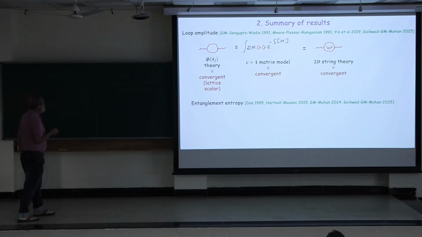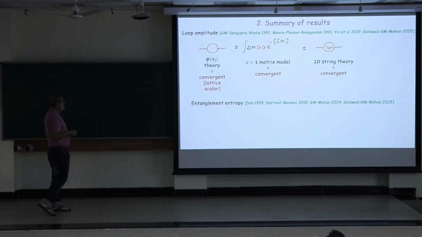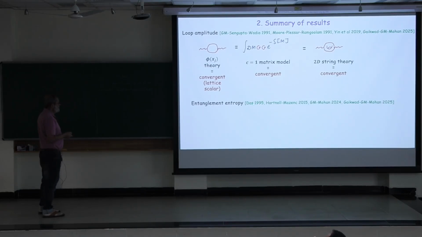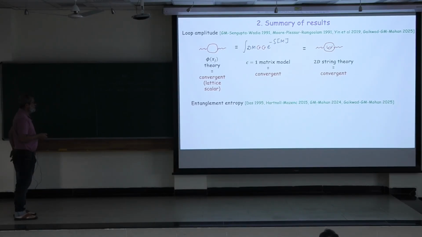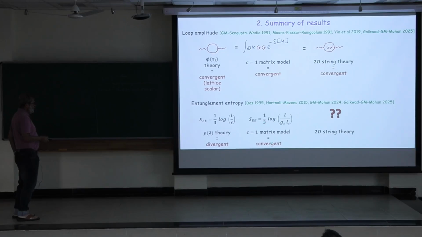So this was about a loop amplitude, the one loop order amplitude. In fact, we started this work in order to understand some similar puzzle that happens with entanglement entropy. This is some calculation that was done by Schmidt in '95, revisited by Hartnoll and Mezei in 2015. So the C equal to 1 matrix model result was computed by these two groups, and it turned out to be convergent.